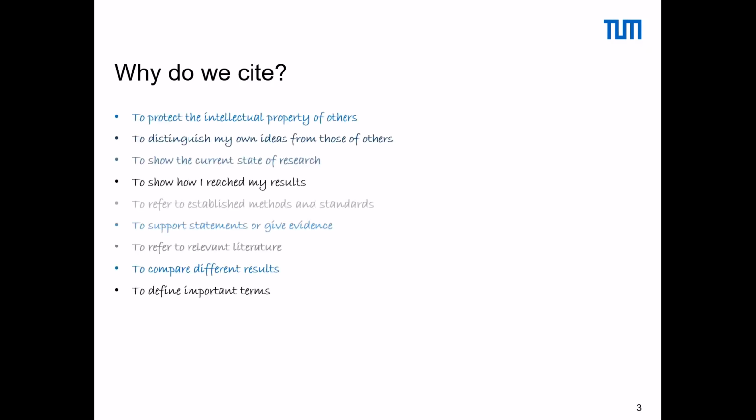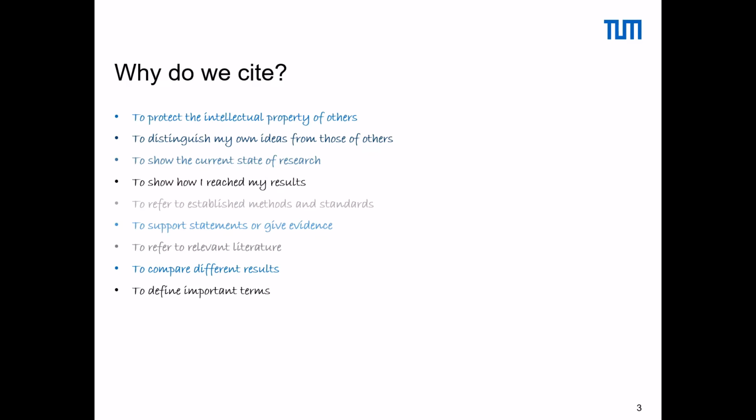Now that you've thought about it, I will tell you what kind of answers my participants give in my citation courses when I ask this question. They would say something like, to protect the intellectual property of others, or to distinguish my own ideas from those of others, or to show the current state of research, and to show how I reached my results, or to refer to established methods and standards.